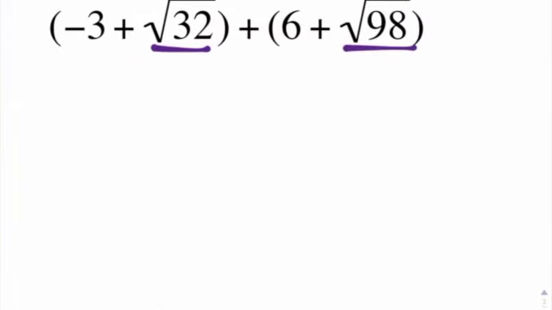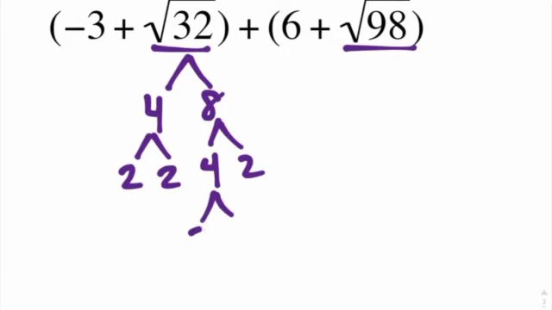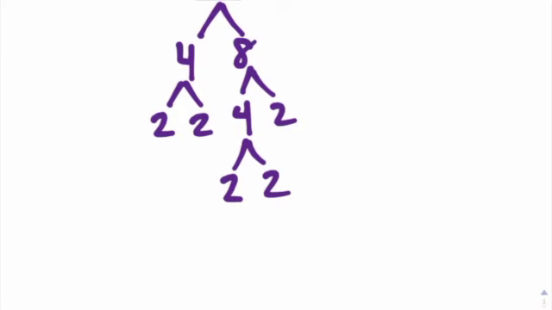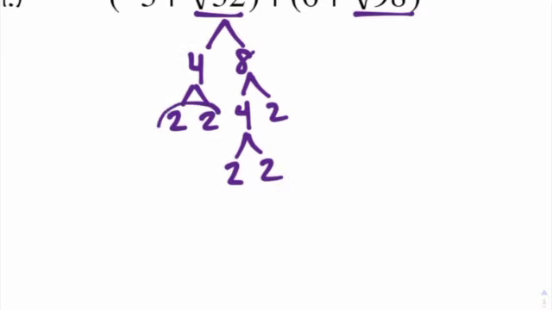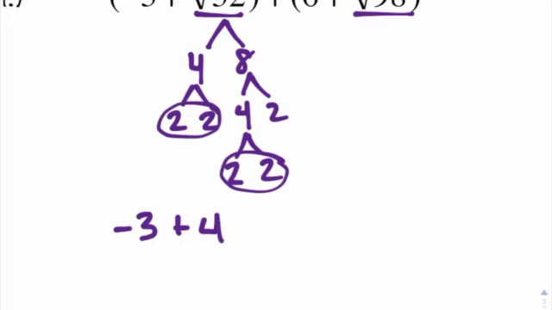We're going to take both of these, and we can do these simultaneously or one at a time. 32 is, we'll just do 4 and 8, it's fine, which is then 2 and 2, and this is 4 and 2, and this is 2 and 2. So this ends up being two groups of 2, so 2 times 2 is 4, so this becomes negative 3 plus 4 radical 2, because there is that 2 that's left over there.